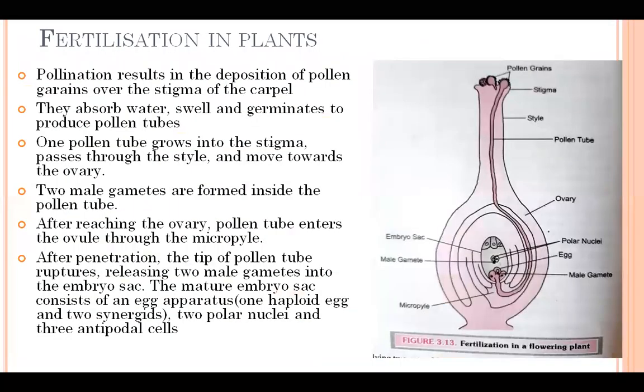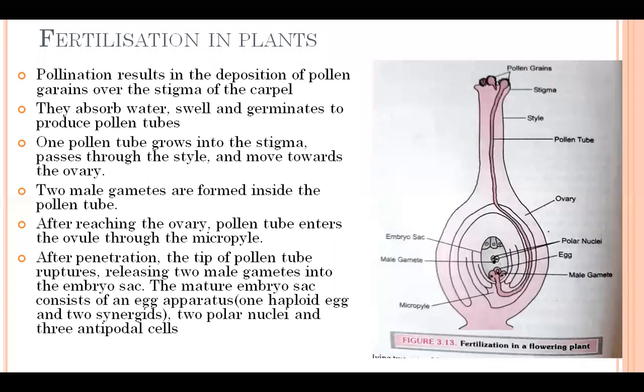Now come to the main process of fertilization, the main process of sexual reproduction in plants, कि एक जो flower होता है उससे fruit कैसे बनता है. Okay, so listen to it very carefully. This is a very important process from the examination point of view also. So there will be some terms, some processes which you have to understand.